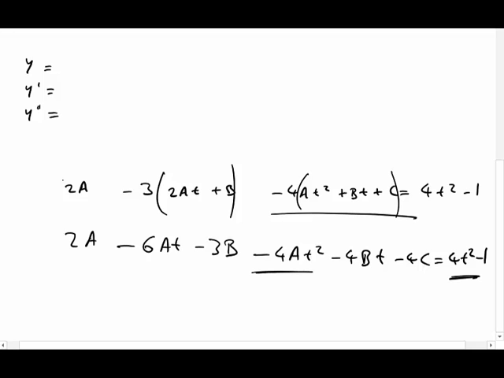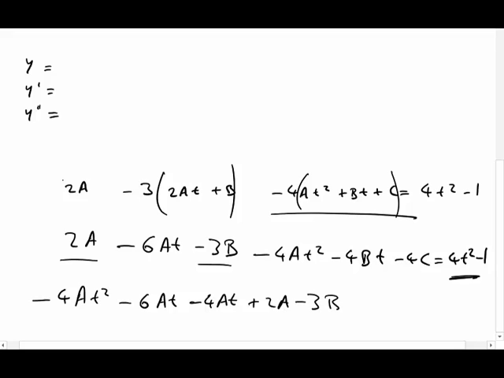So I'm going to collect that one at the front: minus 4at squared. And then I'm going to collect together all the terms involving t. So there's one there, so we get minus 6at, and there's a t there as well, so minus 4at. And then we write together all the constants: we end up with plus 2a minus 3b minus 4c. And that's all got to be equal to my right-hand side, 4t squared minus 1.